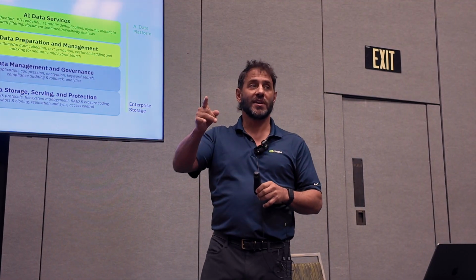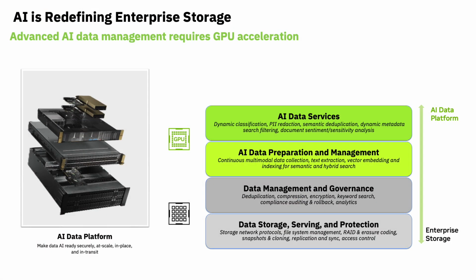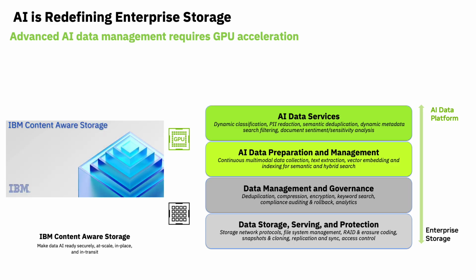So does that make sense, guys? The introduction of a GPU moves the storage up the food chain, and now it's become a critical part of the AI infrastructure. And IBM CAS is really a leading example and a first example of that.